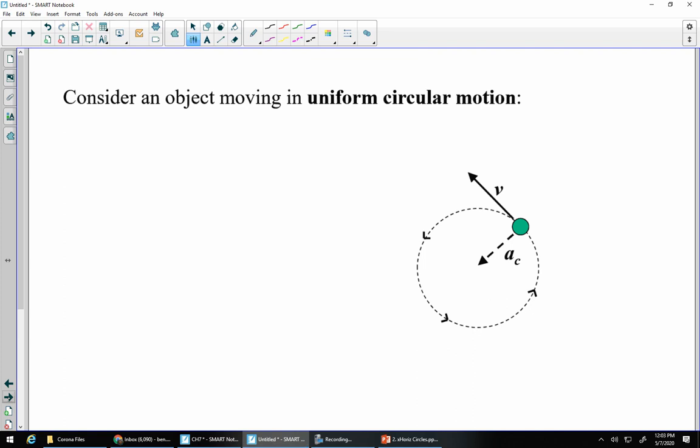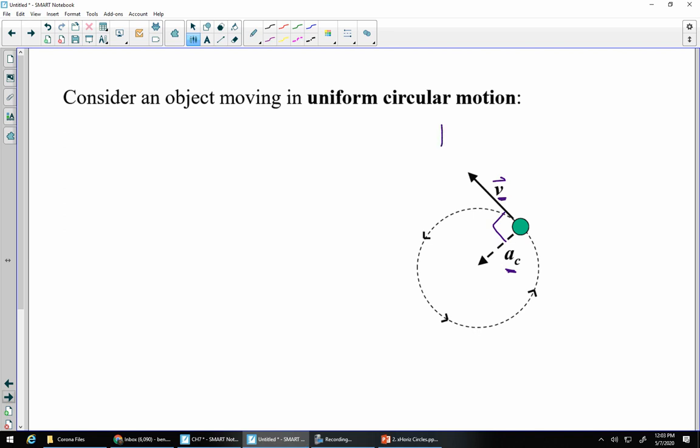So consider this moving in uniform circular motion. This is what we've talked about before. We've talked about a_c needing to be towards the center of the circle. We've talked about the velocity. The velocity is always at a tangent to the circle, and they have to be 90 degrees to each other, so that the acceleration is not causing the magnitude of the velocity to increase or decrease. It's just deflecting it, and it's always deflecting towards the center of the circle.